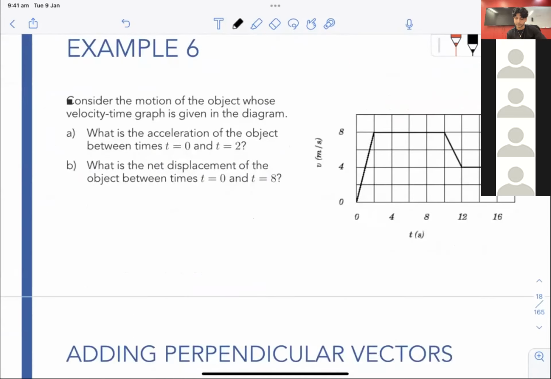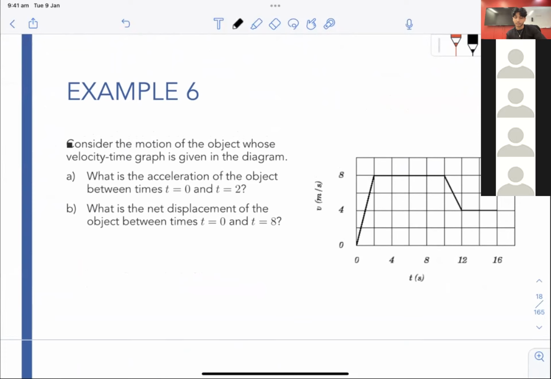Okay. All right. Last question for this portion. Okay. We have another graph. Consider the motion of the object whose velocity time graph is given in the diagram. Another velocity time graph. What is the acceleration of the object between times t equals 0 and t equals 2? Between t equals 0 and t equals 2, we have this uniform increase, don't we? Okay. We have this uniform increase in velocity. All right. So for A, okay, the acceleration, given by the gradient, which is rise over run, or the velocity on time, which is going to be this point minus this point.